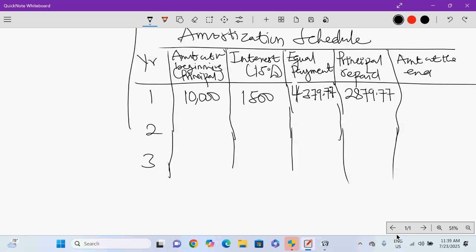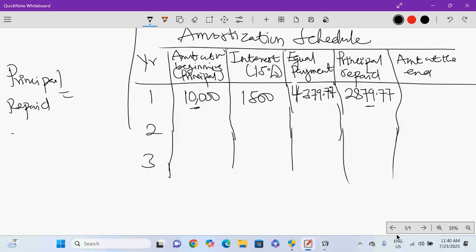So what will be the amount at the end? The amount at the end will be the principal minus the principal repeat. Actually, let me write the formula for it here.